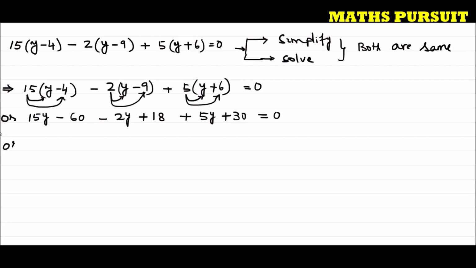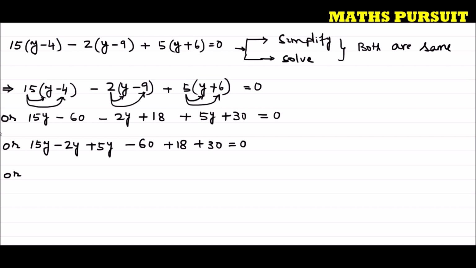Or I can write, let us get all the numbers having the variables together and then all the constant numbers together. Let us do that here in this step. 15y minus 2y plus 5y, then will come minus 60 plus 18 plus 30 is equal to 0. Guys, why I did so? So that it would be easy for solving this equation without making any errors. I brought all the y's together, or all the variables having y together, and all the constant numbers together, so that it would be easy for us to solve this equation without making any errors.